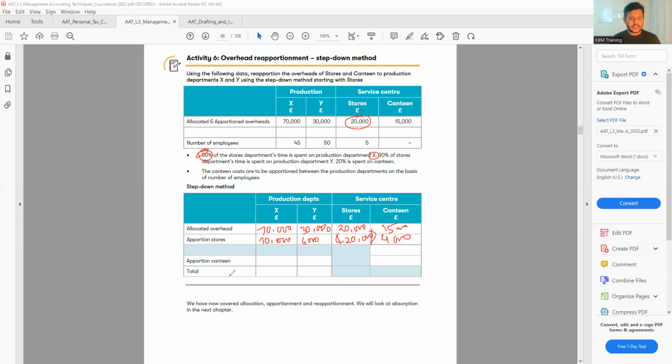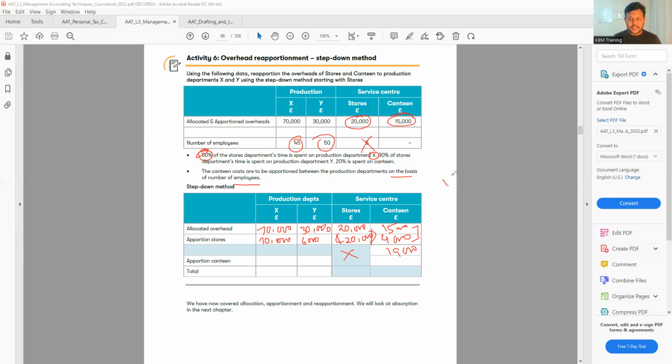Then we have a portion of the canteen. The canteen will be based on the number of employees. Remember that when you do that, we only consider X and Y. We don't take the store because the store is finished, store is gone. Do not consider the store employees. So only consider the X and Y. So the canteen cost we have now is 15 plus 4. We have a new canteen cost now. This is 19,000. Remember that. It is not anymore 15,000. It is now 19 because 4,000 came from the store.